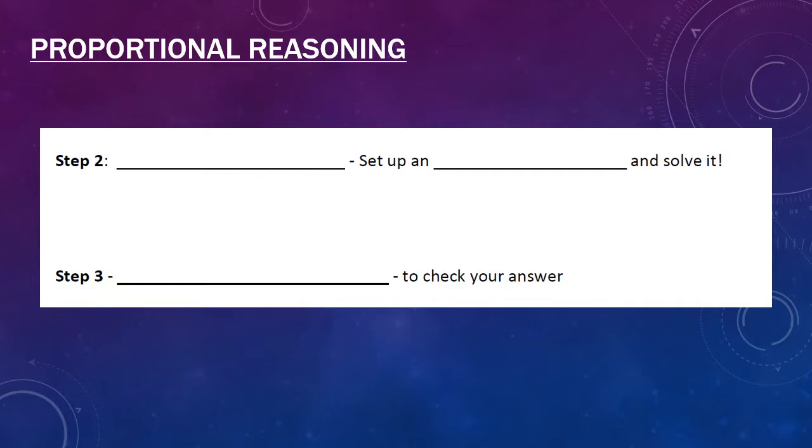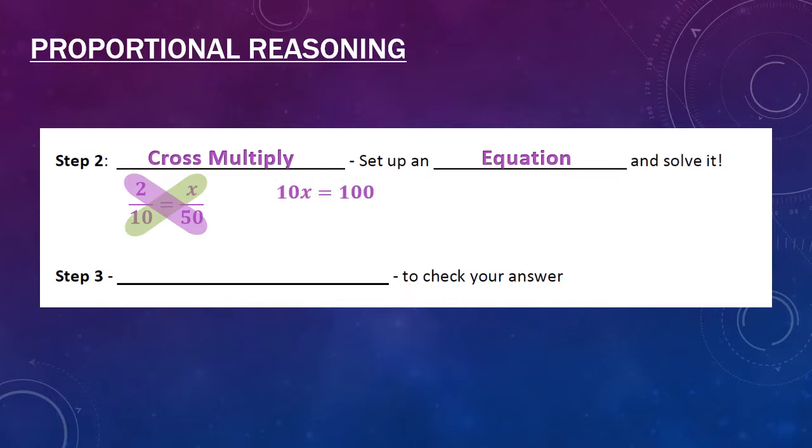Step 2, I cross multiply. Cross multiply to set up an equation and then solve it. So my proportion was 2 over 10 equals x over 50. So cross multiply. 10 times x gives me 10x. 2 times 50 gives me 100. Now I have my equation.